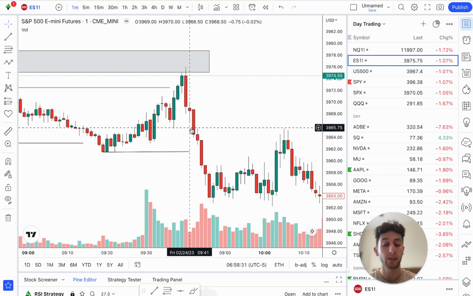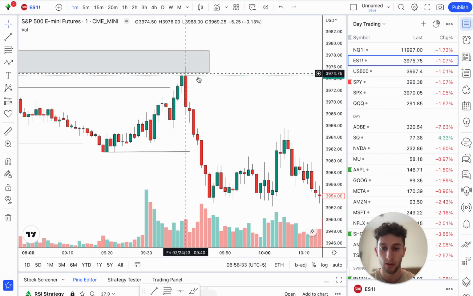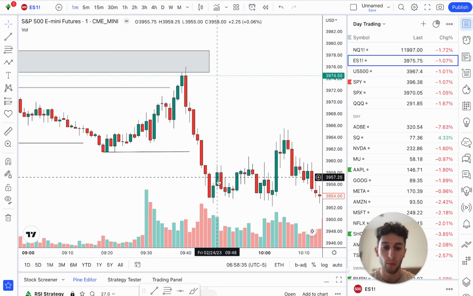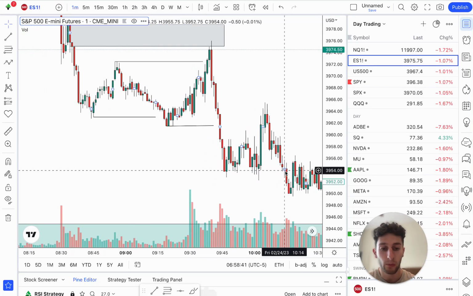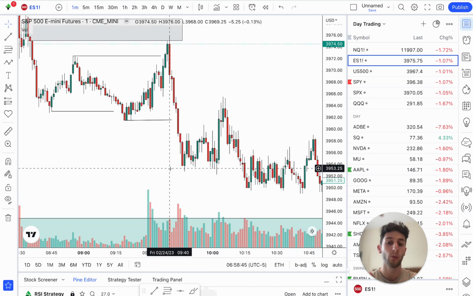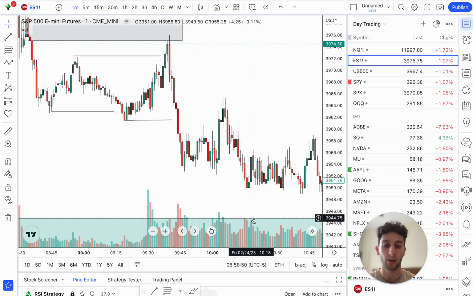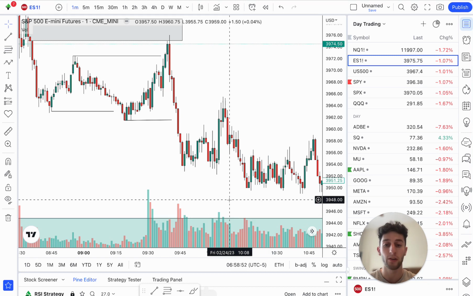So price breaks that demand, sellers are in control. We end up breaking this low as well. We come all the way down to the 3954 area. Now, when price went back to this 3954 area, I knew shorts were in control, and I wanted to look for a short setup because I knew I wanted to look for a pullback, get a good risk-reward trade, and target down at this demand zone. So what did I do? Where did I get in my entry for my short?